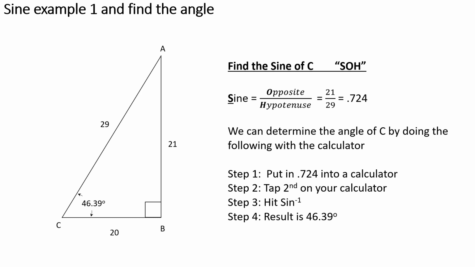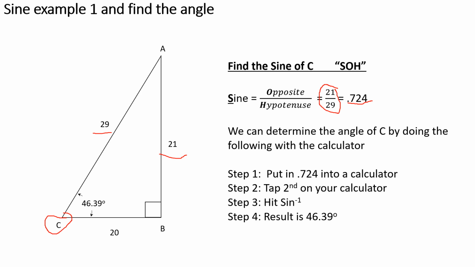Let's find some sines here. We've got to define which angle we're looking at. I look at this here, sine of C. So here's C. What I'm going to do is look at the opposite. The opposite is 20. The hypotenuse is 29. So my sine of this angle C is 20 over 29, which is 0.724. Now, how can I determine the angle here?